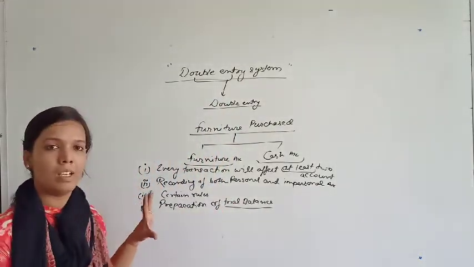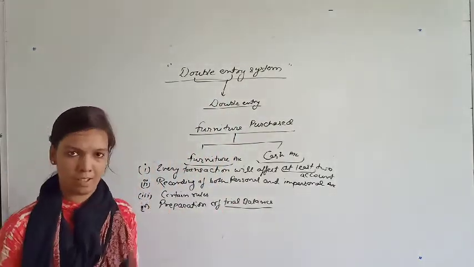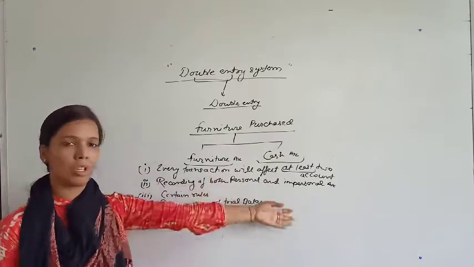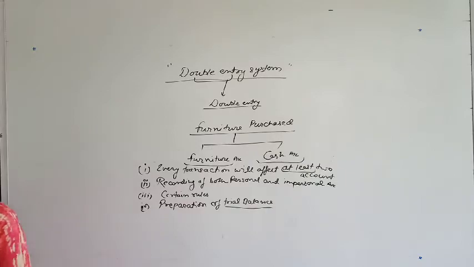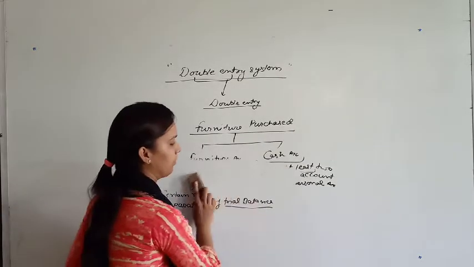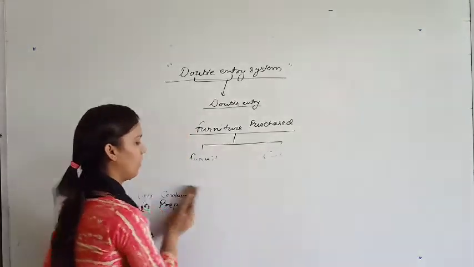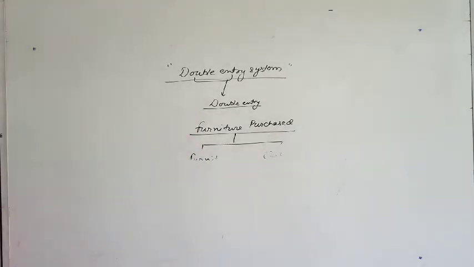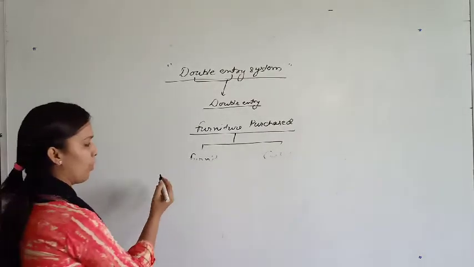So these will be some characteristics of the double entry system. Now let's talk about accounts like personal account and impersonal account. What are the meanings of these accounts? This will be the classification of accounts. Briefly, I have explained this point in previous videos also.